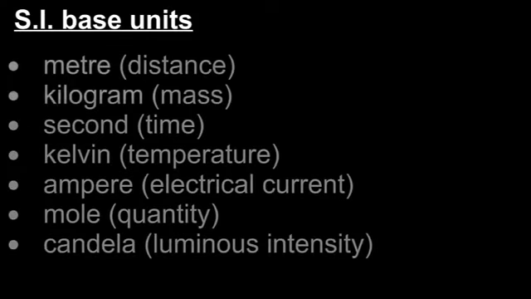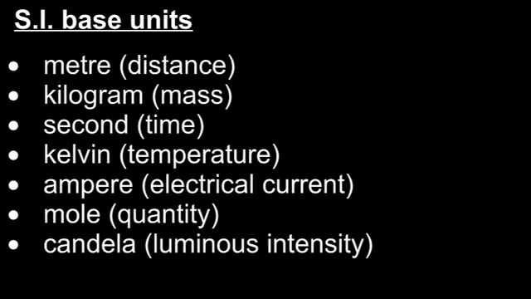There are 7 units we call the SI base units. These 7 units can be used to form any other unit used in physics. They are the meter, used to measure distance, kilograms for mass, seconds for time, Kelvin for temperature, the ampere for electrical current, the mole measures the quantity of something, and the candela is a unit of luminous intensity.